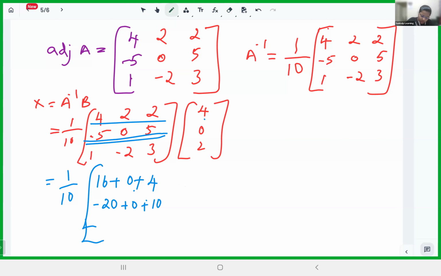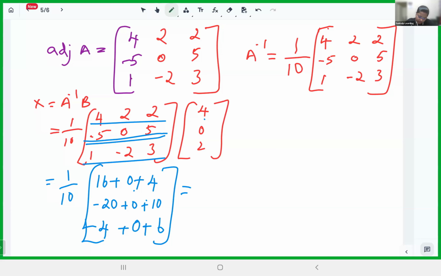Now, this is the third row. So, third row into column 1, 1 into 4 is 4, plus 0. I'm sorry, it can be plus 0 or minus 0. It's plus 0. Then plus 3 into 2. 3 into 2 is 6. So, these are our values, right?